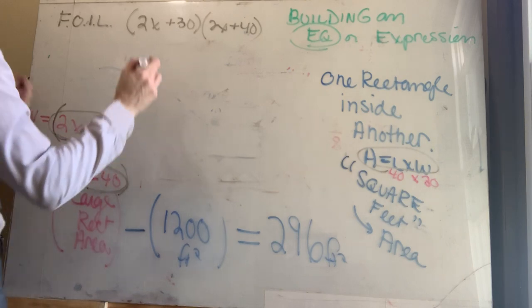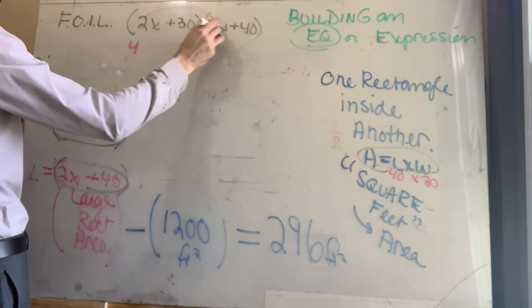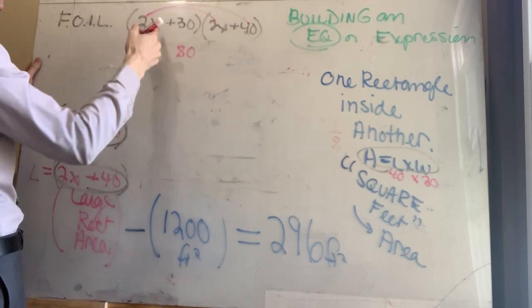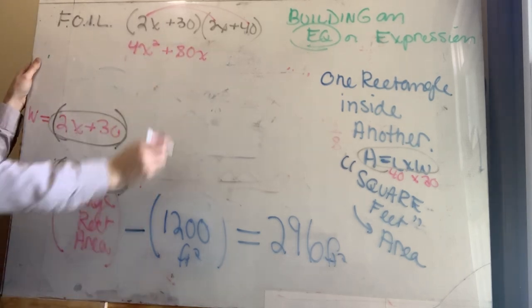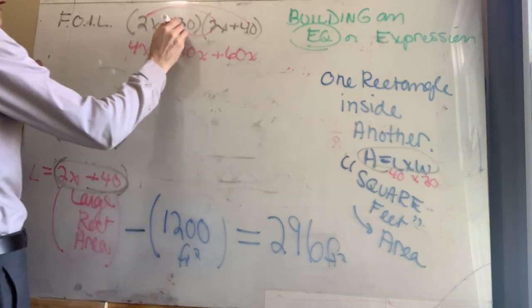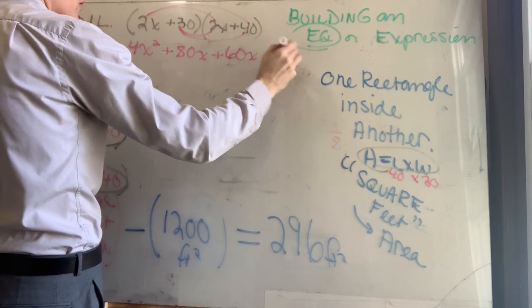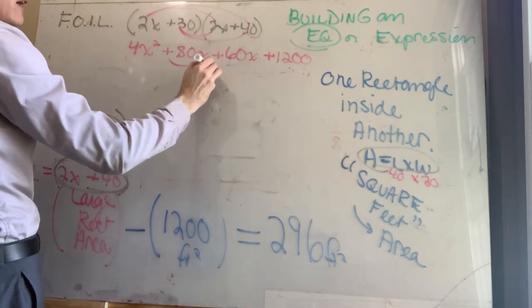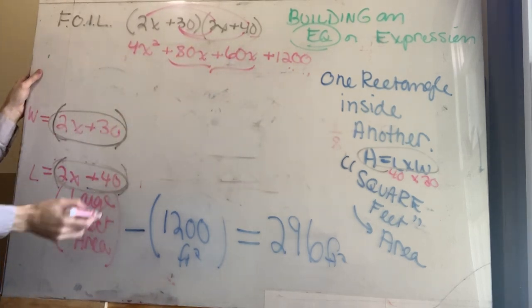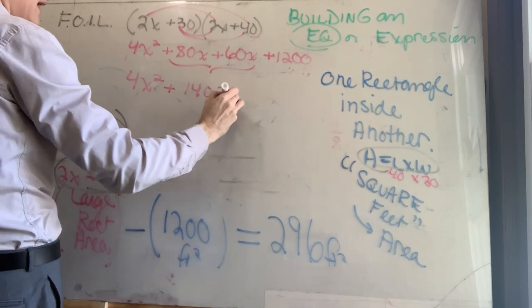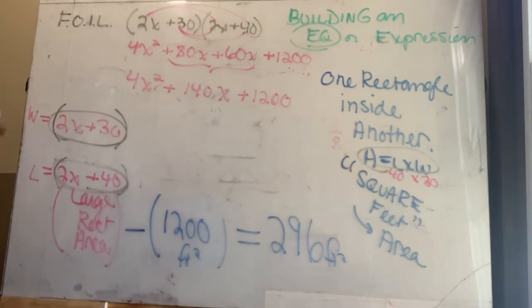Okay, so 2 times 2 is 4. X times x, abbreviated, is x squared. 2 times 4 is 8, with a 0 attached is 80, with an x attached, and it's positive. 3 times 2 is 6, with a 0 attached and an x, is also positive. And 3 times 4 is 12, with two zeros, is 1200. We should try to shrink whatever we can. The like terms in the middle usually are combinable. 80 plus 60 is 140x, and then this is 1200. Okay, that's what we're going to put here.